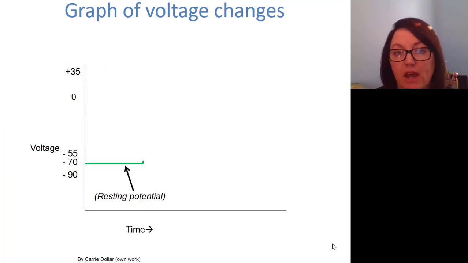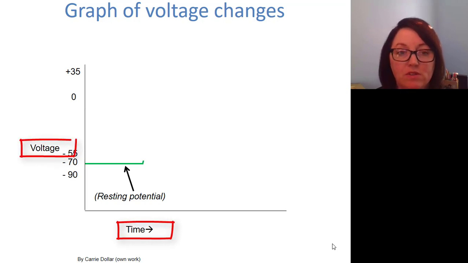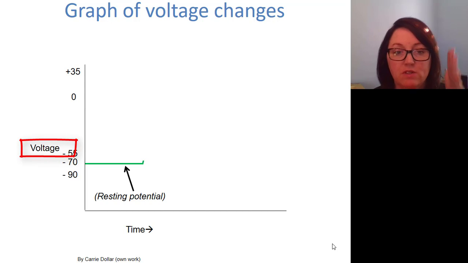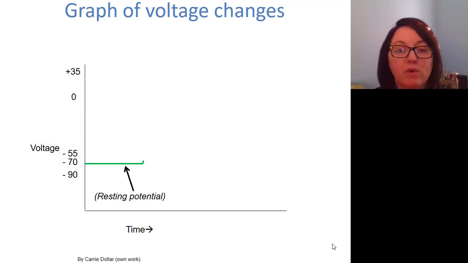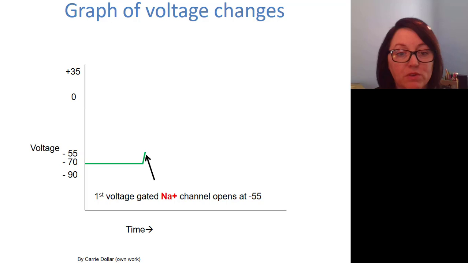Okay, so let's take a look at this graph. At the bottom, we can see time, and on the left-hand side, you can see voltage. So voltage is increasing as we go up. Right now, we're starting off at resting membrane potential. We're at negative 70 millivolts. At negative 55 millivolts, we open our first voltage-gated sodium channel. So negative 55 is that threshold point to open our first voltage-gated sodium channel.